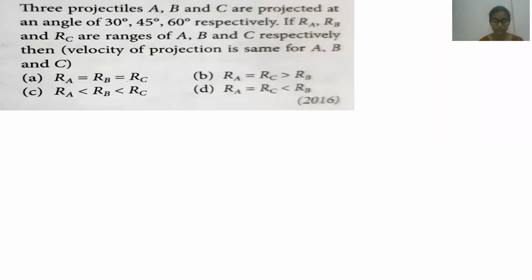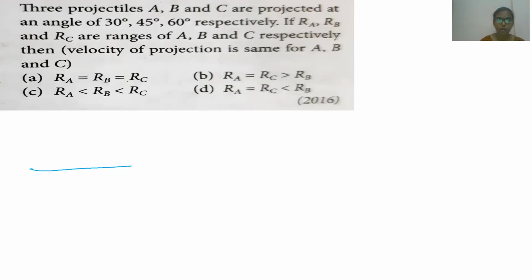Yes, teacher. See, here it is given that three projectiles A, B, C are projected at angles of 30 degrees, 45 degrees, 60 degrees respectively. Then the ranges RA, RB and RC are given respectively. Then they are asking about the velocity of the particles A, B and C. See, this is the horizontal. Imagine they throw the particle A, that is what we call projected A, which is thrown at some angle.